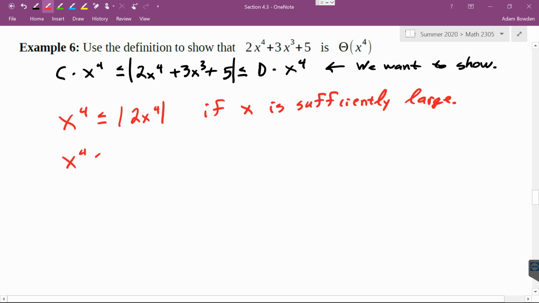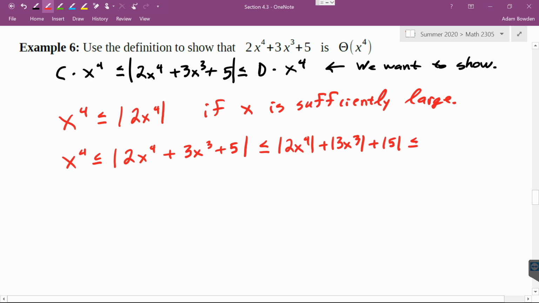And thus x to the fourth is less than or equal to the absolute value of 2x to the fourth plus additional items like 3x cubed and plus 5. Okay, and we know that this is also less than or equal to the absolute value of 2x to the fourth plus the absolute value of 3x to the third plus the absolute value of 5. And that's less than or equal to 2x to the fourth plus 3x to the fourth plus 5x to the fourth.